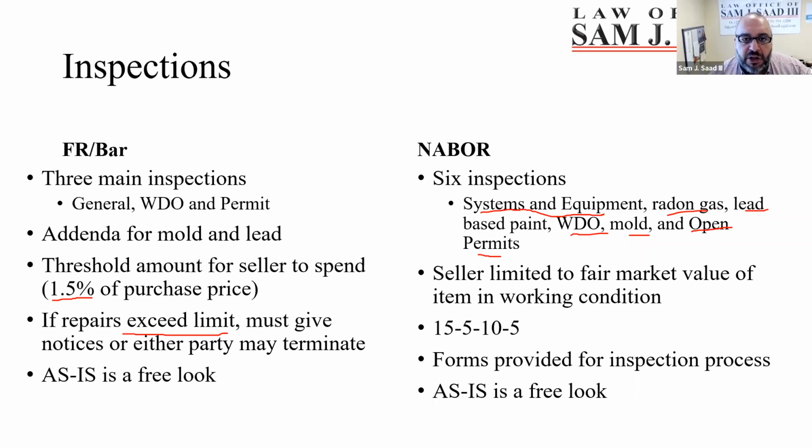The seller is limited to the fair market value to put items in working condition. So if the buyer chooses remedial action or a credit under the NABOR contract, then they give their inspection election to the seller. They say, seller, I want a credit of so many dollars, and here's why. The remedial action would cost the same amount, but we just would rather have the credit. It's very limiting, and the NABOR contract is designed to keep the deal together. I think much better than the FAR-BAR in terms of inspections.